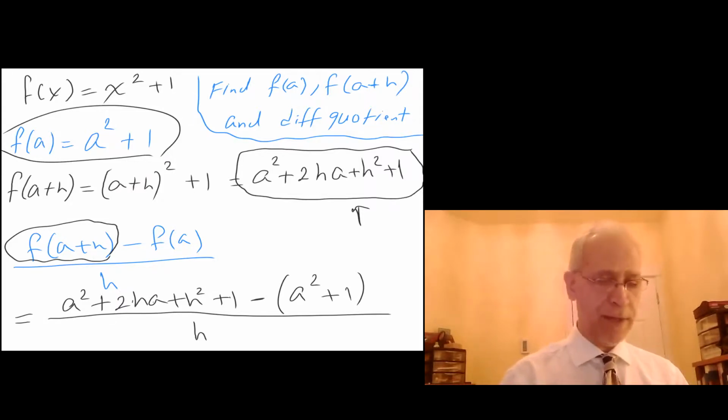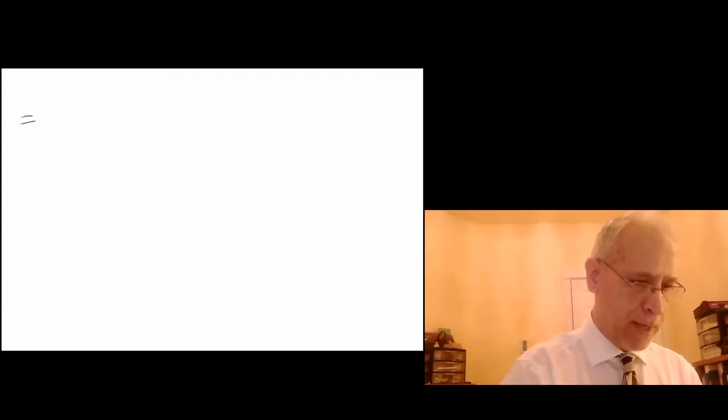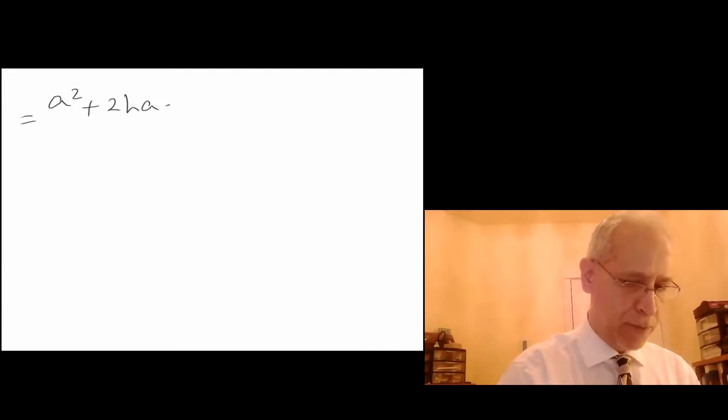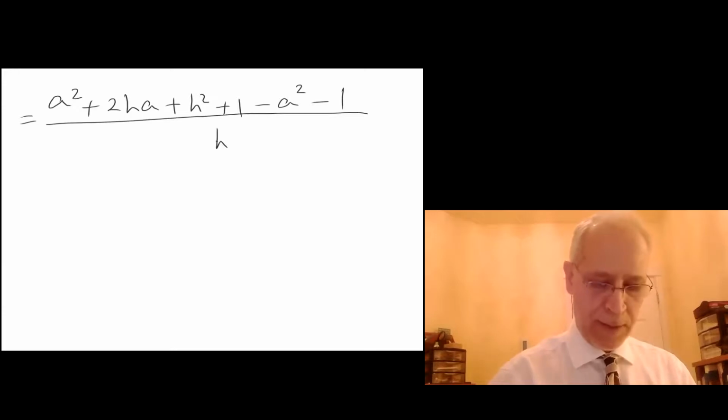And now I'm going to go ahead and go to the next page. So that equals a to the second plus 2ha plus h to the second plus 1 minus a to the second minus 1 all over h. What can I cancel?